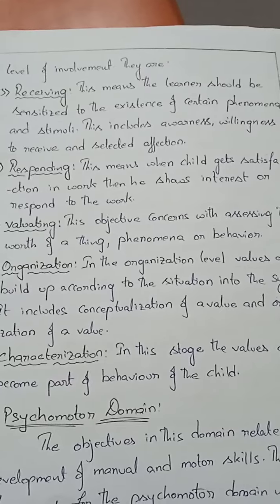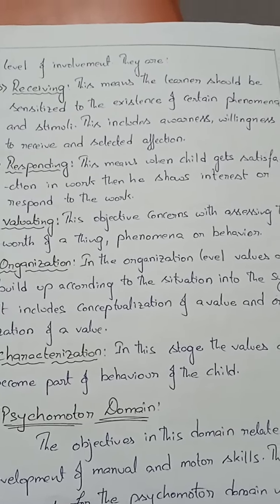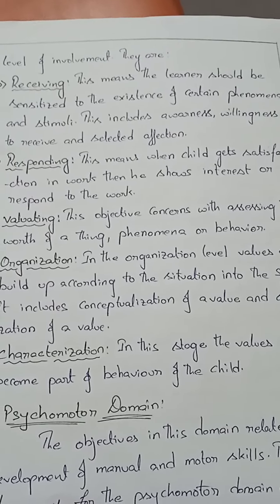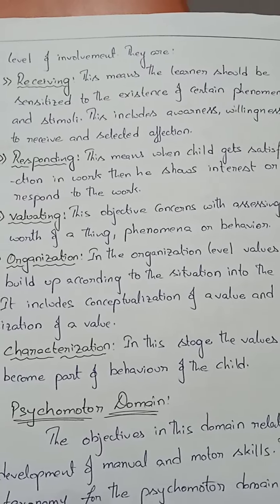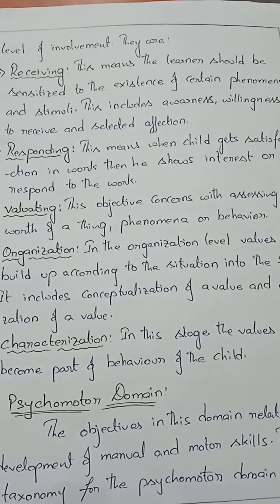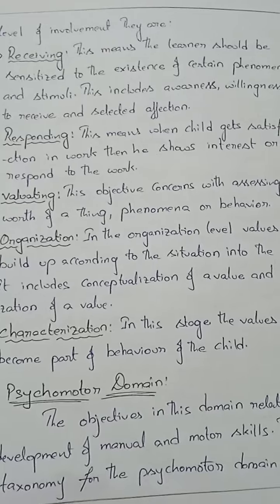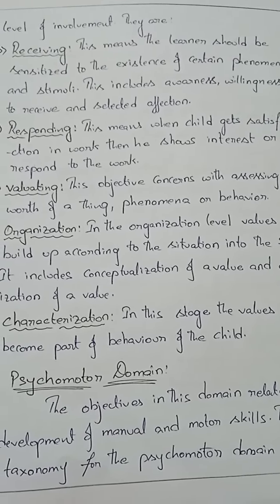Receiving. This means the learner should be sensitized to the existence of certain phenomena and stimuli. This includes awareness, willingness to receive, and selected attention. And the next, responding. This means when a child gets satisfaction in work, then he shows interest or responds to the work. And valuing. These objectives are concerned with assessing the worth of a thing, phenomenon, or behavior.